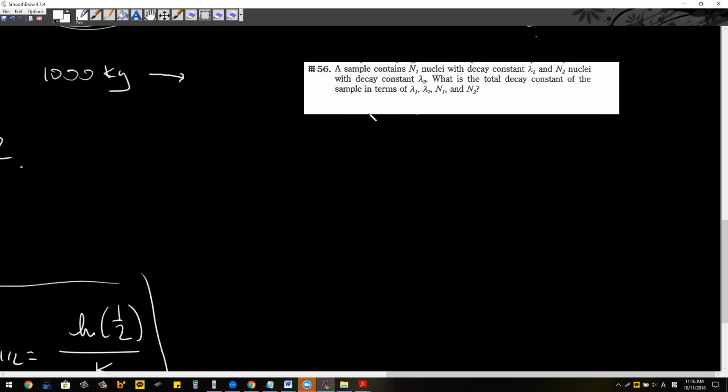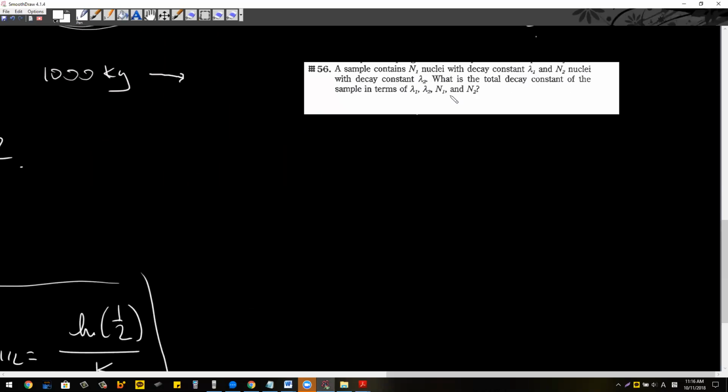Sample contains N1 nuclei with decay constant of lambda. Is that K? Yeah, no, lambda's the same as K. N2 nuclei with decay constant of lambda 2. What is the total decay constant for the sample in terms of... total decay constant?